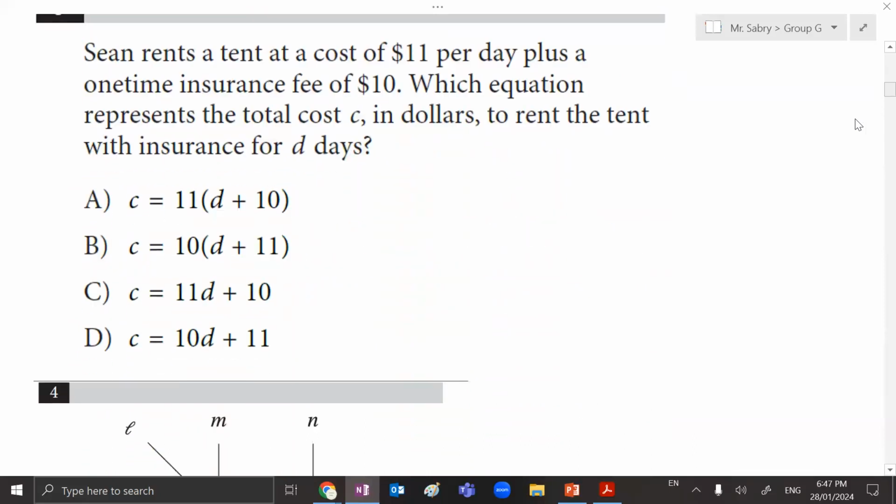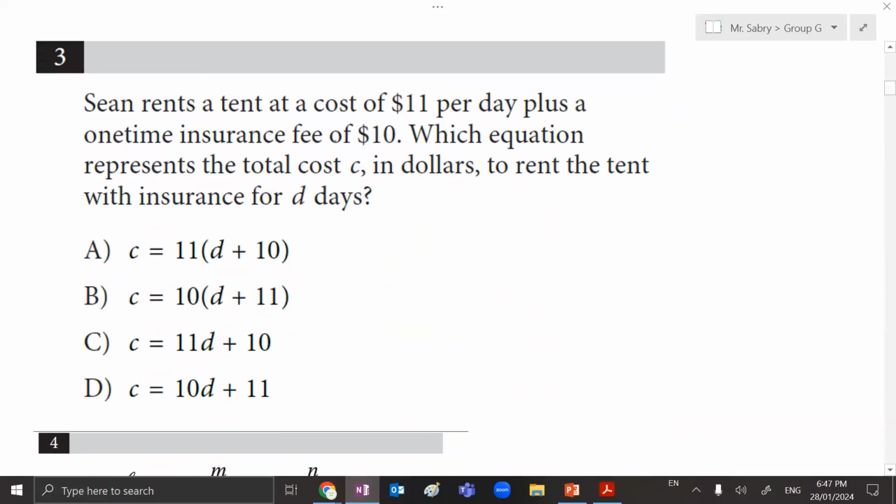Number 3, it says Sean rents a tent at a cost of $11 per day. So the 11 will be multiplied by the number of days, because anything done per day is multiplied by the number of days. Per hour is multiplied by the number of hours, and so on. Now plus, a one-time insurance fee of 10, which means the 10 is paid only once. Which equation represents the total cost, C? So this should give me the total cost, C. When you look at the choices, it's clearly choice C.